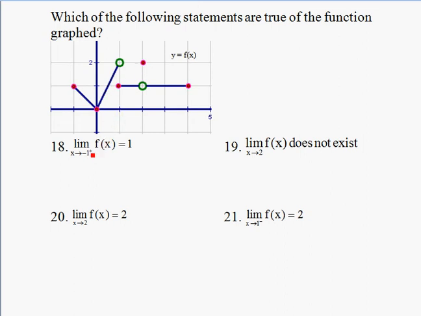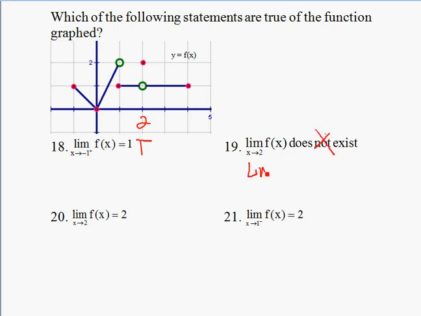So as x approaches -1 from the right-hand side, so -1 is over here, right-hand side, my limit is equal to 1. That's a big true. The limit as x approaches 2 doesn't exist. So here is 2. The limit does exist because the left-hand limit is going towards 1. The right-hand limit is also going to 1. So therefore, this statement is false.